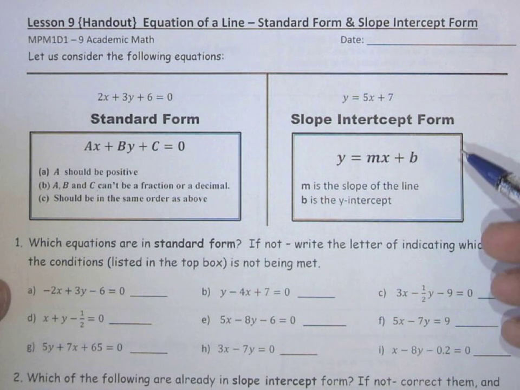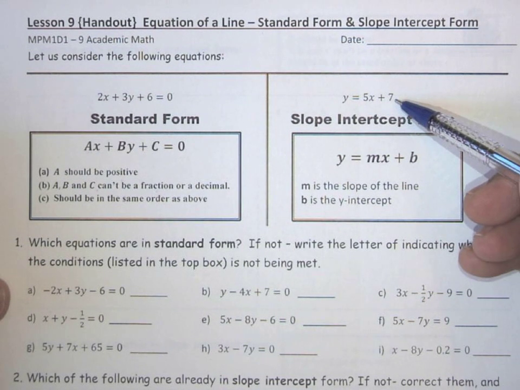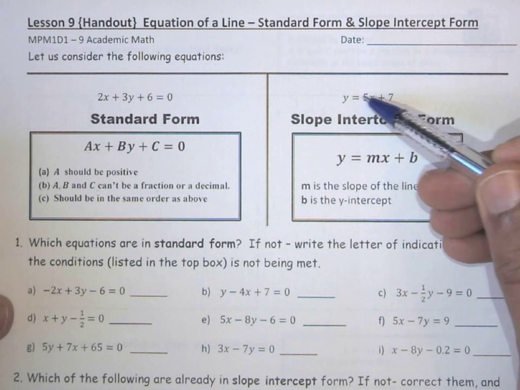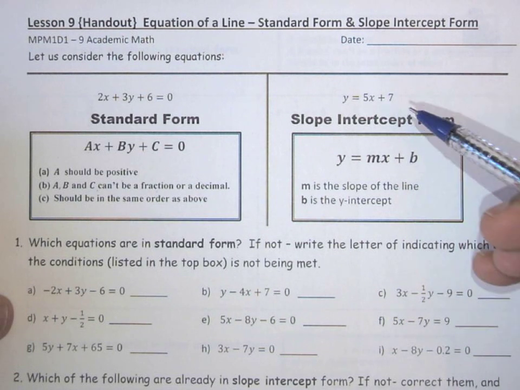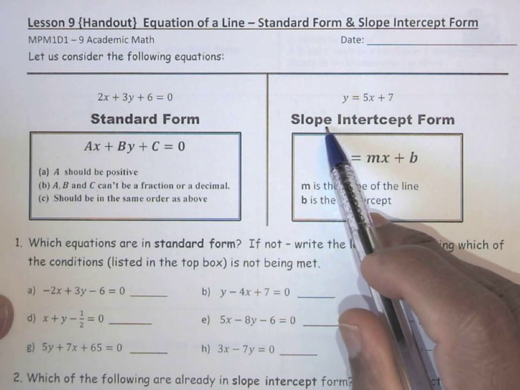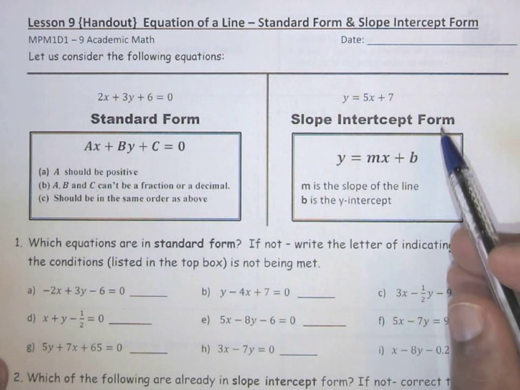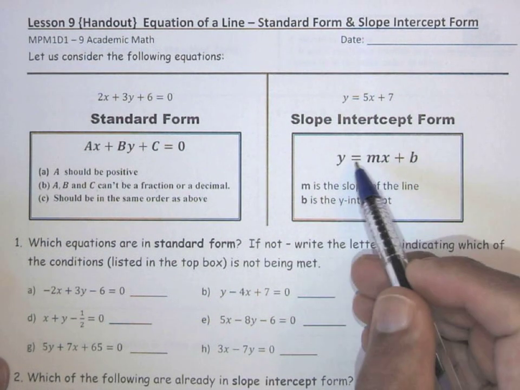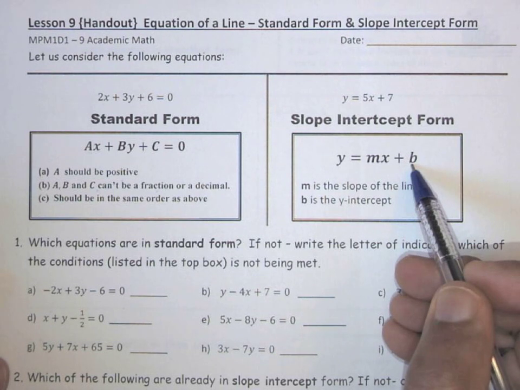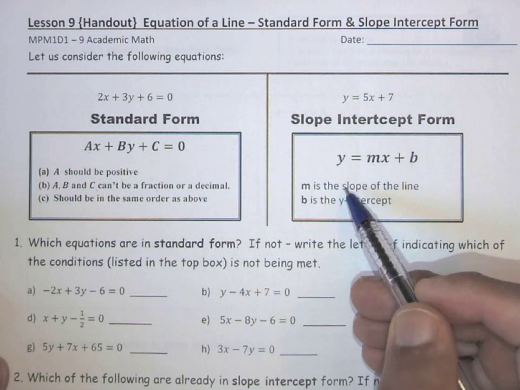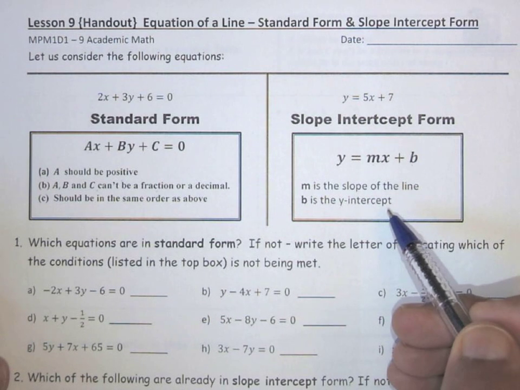Let's see the second equation here. So we have y is equal to 5x plus 7. You have seen this equation earlier, in the last class. So writing in this particular way, we say it is in slope-intercept form. A slope-intercept form is written in the form y equal to mx plus b, where m represents the slope and b represents the y-intercept.